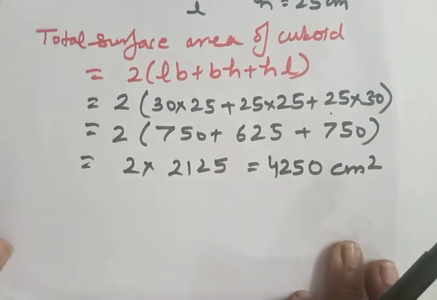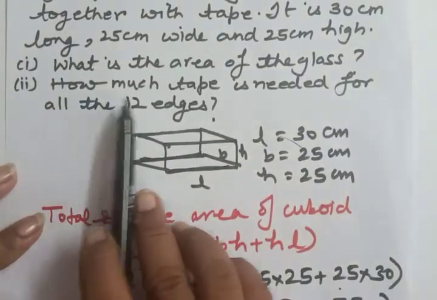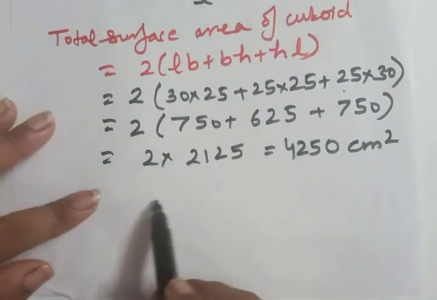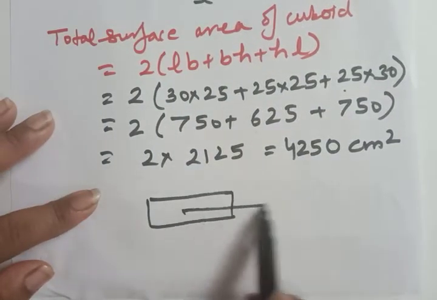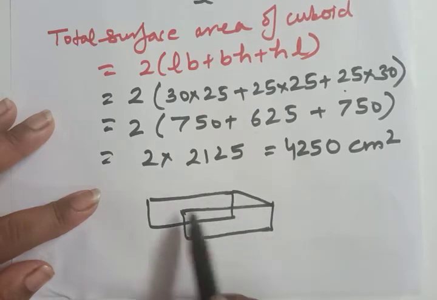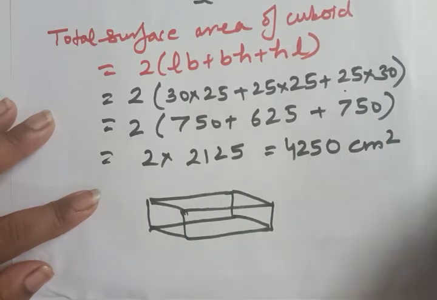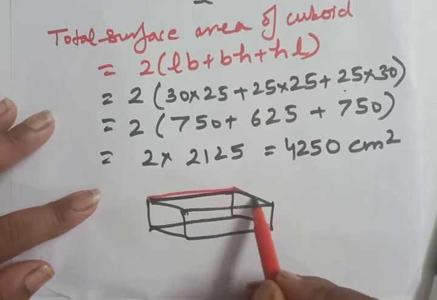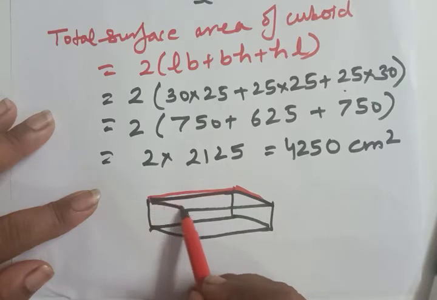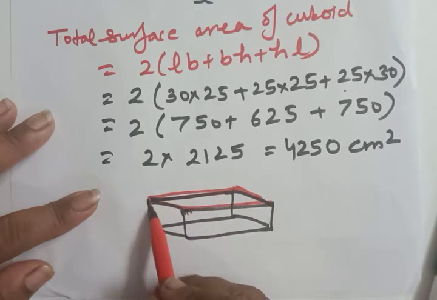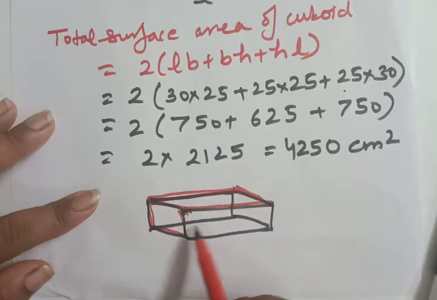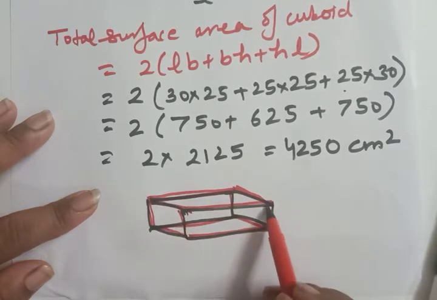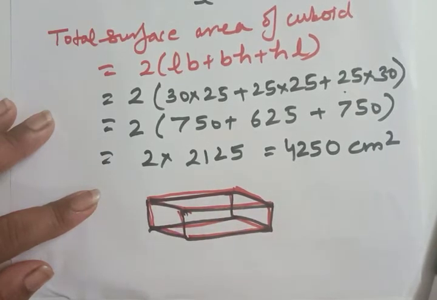Now we need to find out how much tape is needed for all the 12 edges. Let's draw this again. See, this is of the cuboid shape, and according to the question, every edge is joined by this tape. So how many edges are there? There are 12 edges, and all are joined with the tape.